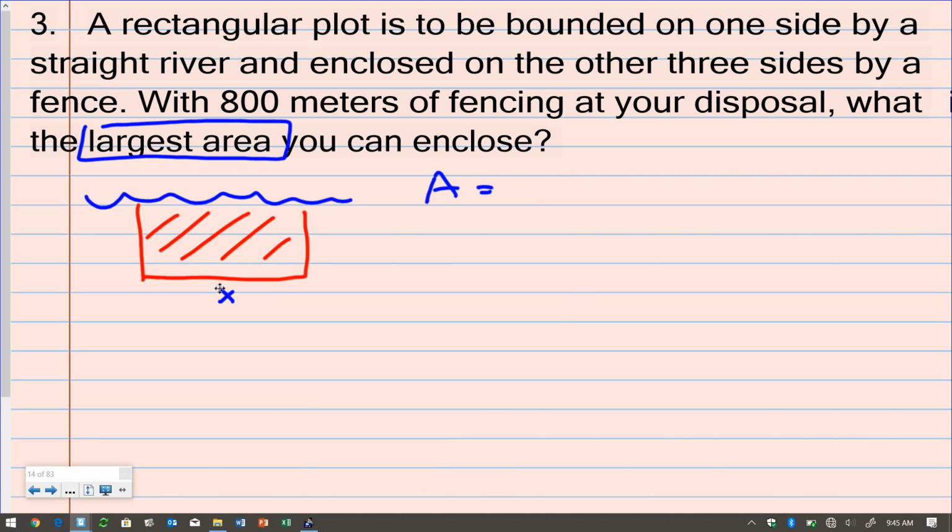Well, if I label this x and I label this y, are you guys with that? Or would you rather have B and H? It doesn't really matter. B and H.